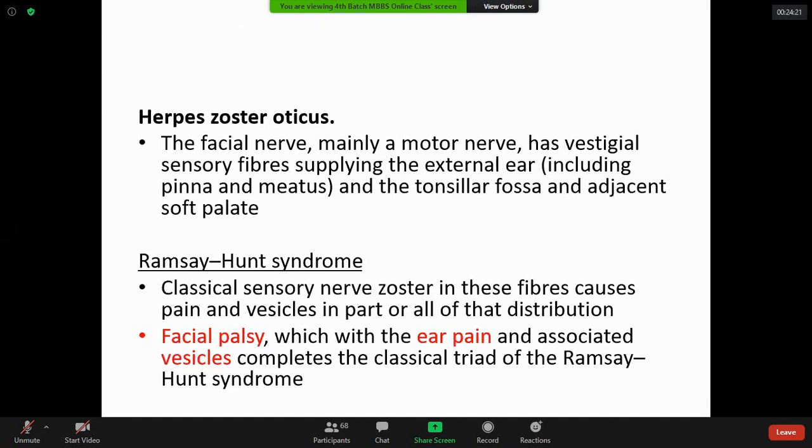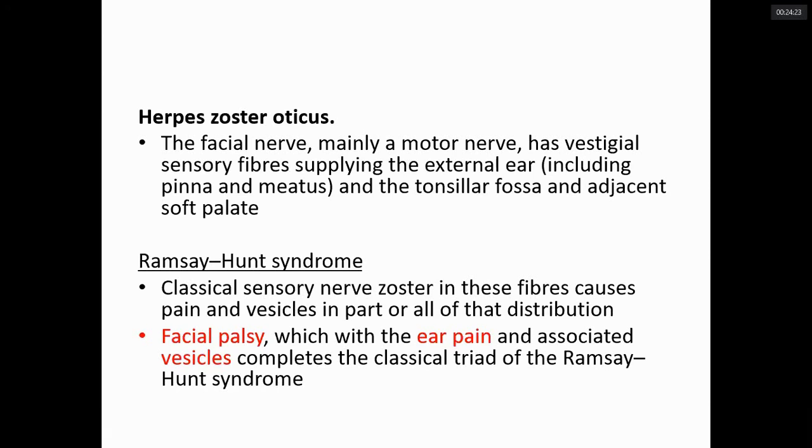And in herpes zoster oticus, the facial nerve, which is mainly a motor nerve, has vestigial sensory fibers which supply the external ear, including the pinna and meatus, and the tonsillar fossa and adjacent soft palate.